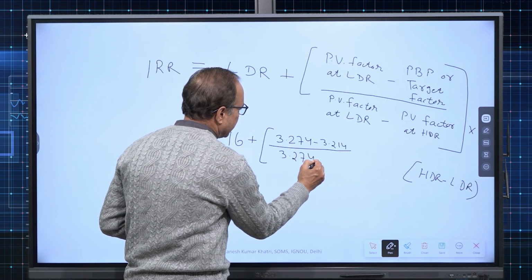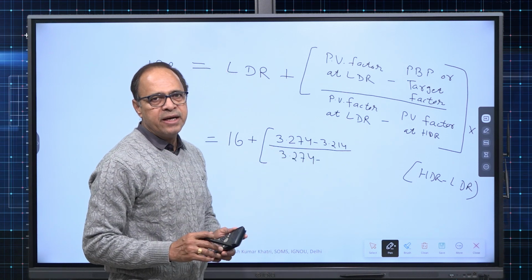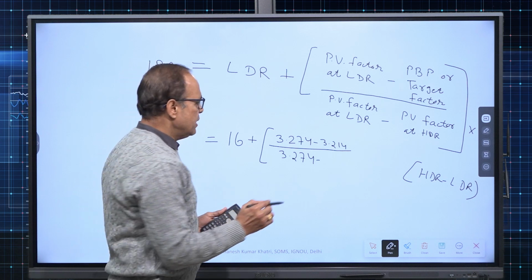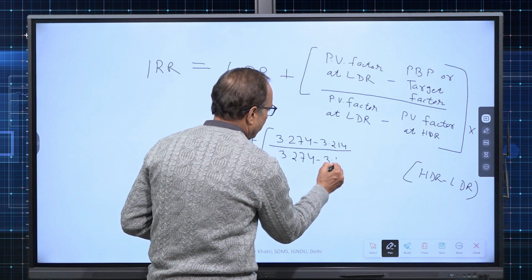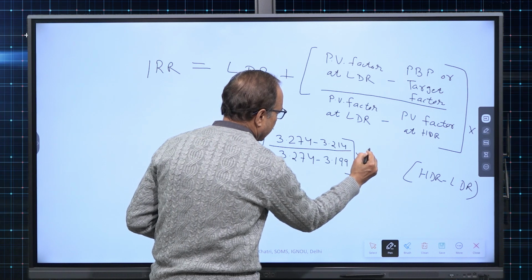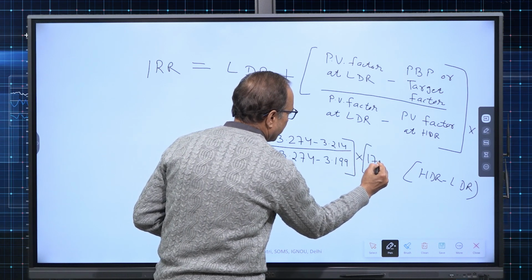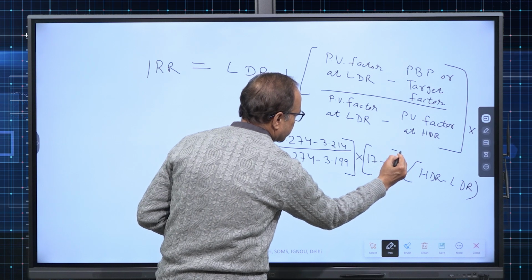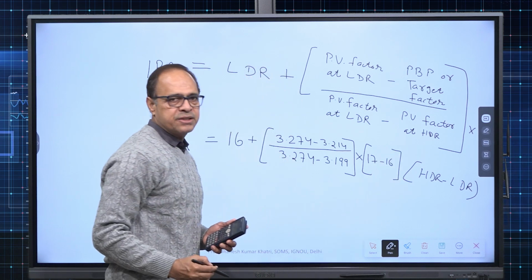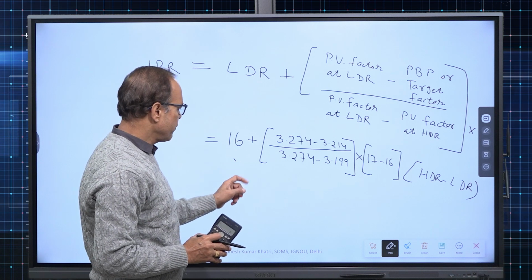Then 3.274 PV factor at lower discount rate minus the PV factor at higher discount rate, it was 3.199, and this is multiplied with higher discount rate minus lower discount rate, HDR minus LDR.